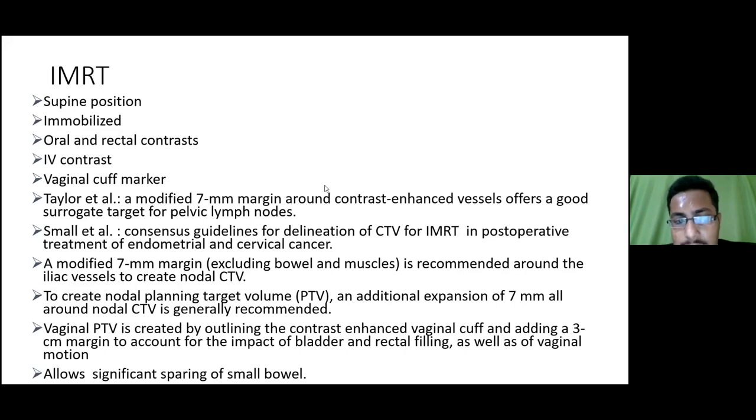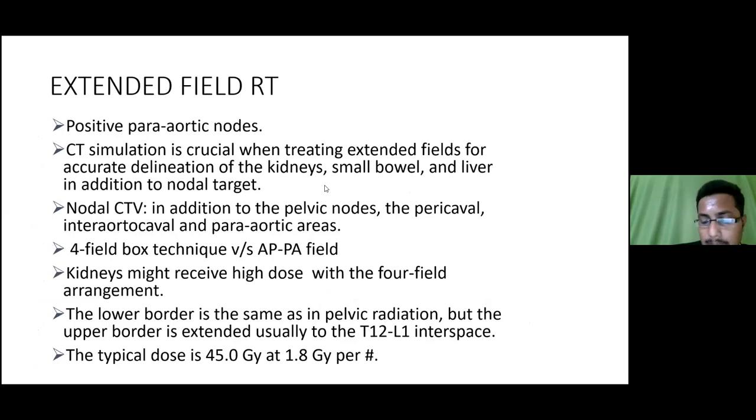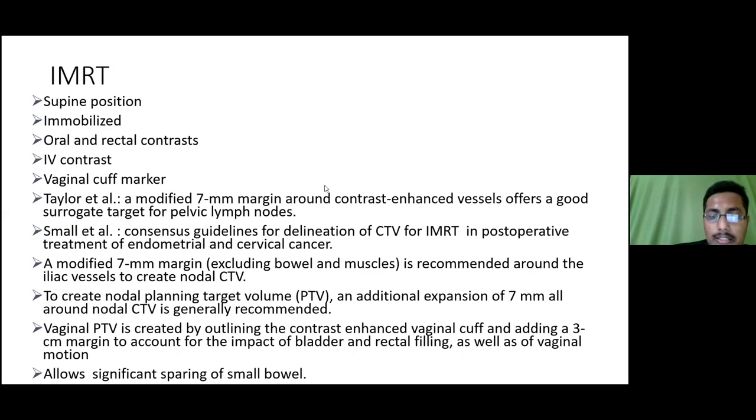The vaginal PTV is created by outlining the contrast-enhanced vaginal cuff and adding a 3 cm margin to account for the impact of bladder and rectal filling, as well as vaginal motion. And that allows significant sparing of the small bowel. The main impact of IMRT is that it allows significant sparing of the small bowel.